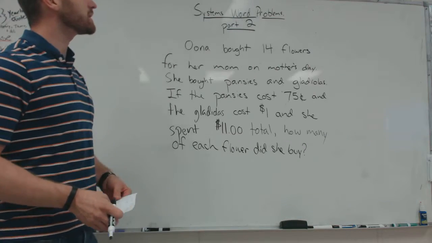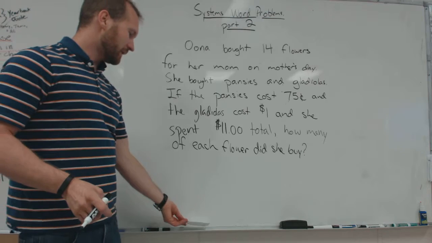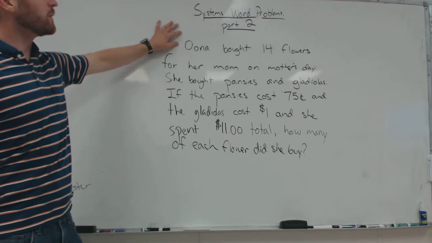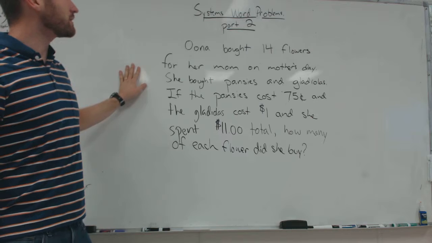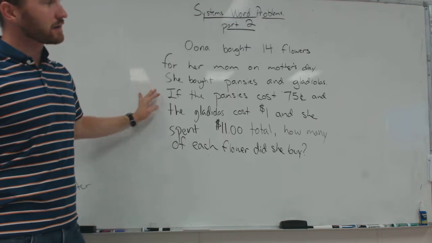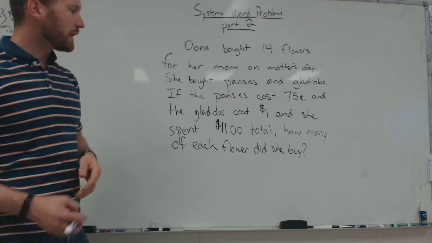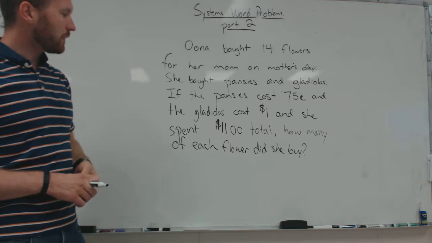Systems of equations word problems, part 2. Here's our problem. Una bought 14 flowers for her mom on Mother's Day. She bought pansies and gladiolas. If the pansies cost 75 cents and the gladiolas cost $1, and she spent $11 total, how many of each flower did she buy?